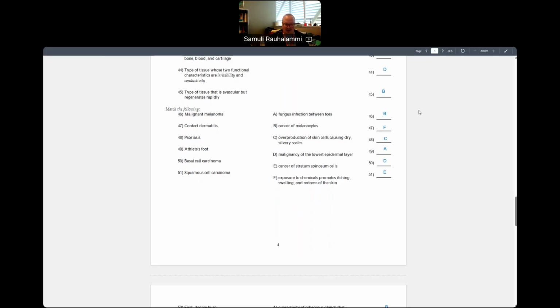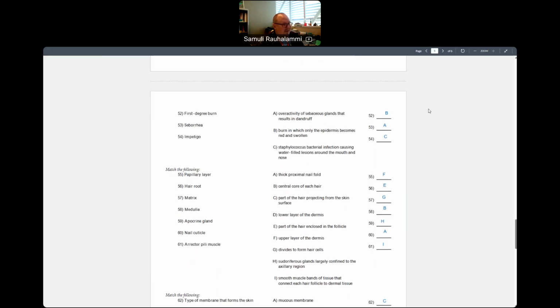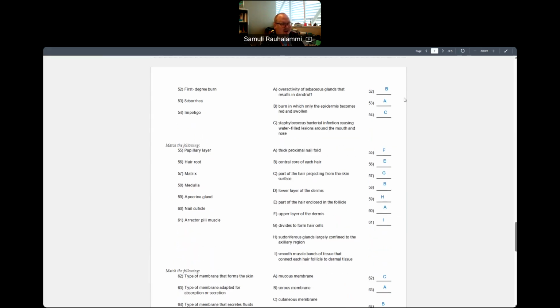Basal cell carcinoma instead refers to a cancer of that lowermost layer of cells of the skin. And squamous cell carcinoma refers to the cancer of the stratum spinosum layer of the skin cells. A few more on this page. First degree burns are the least severe. Here we just see red color and swelling of the outermost layer of the skin, nothing too severe.